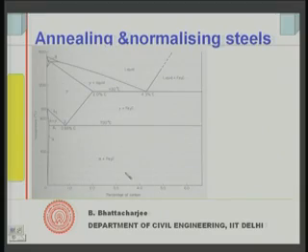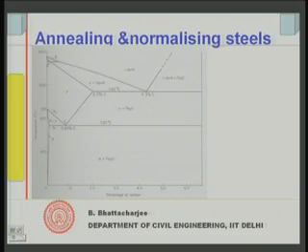Now, this is one thing: I increase the strength and ductility, but sometimes I might like to soften the steel for machining. Those processes are called annealing and normalizing. Remember, we talked of annealing in the case of strain hardening. If I want to relieve the stress of strain hardening, what I did was annealing.